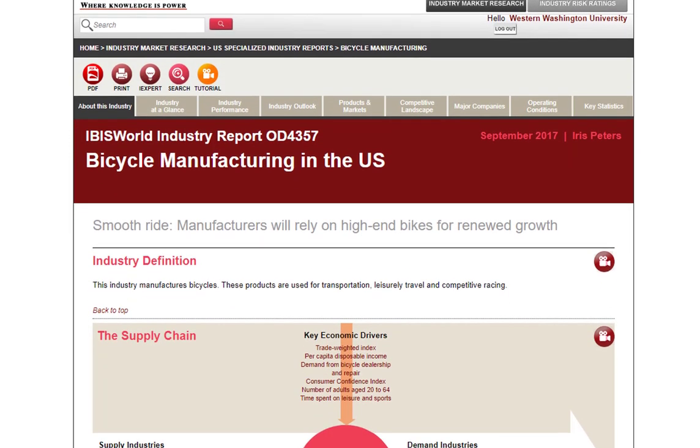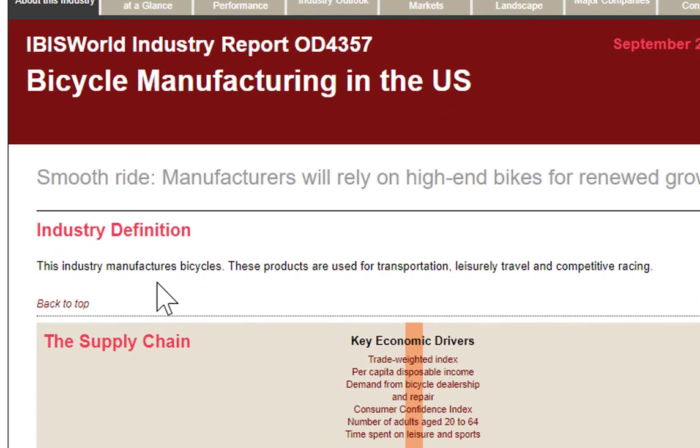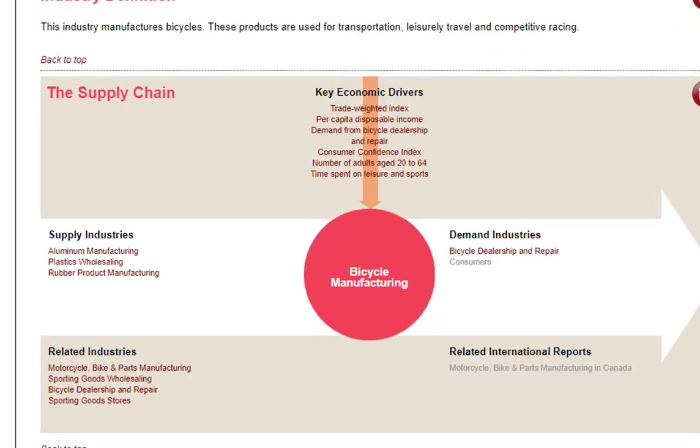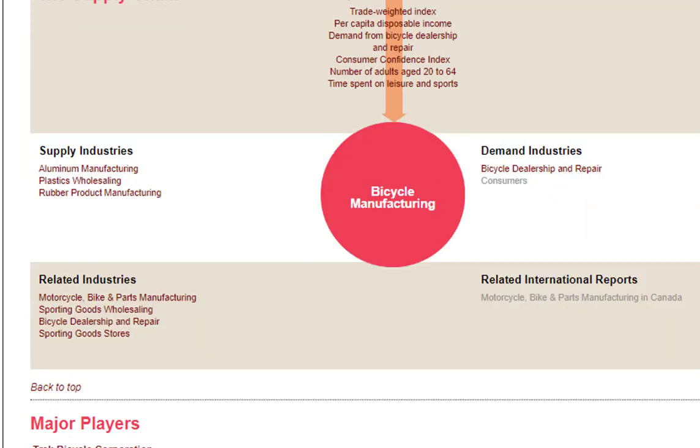When you look at this front page, you're going to get some basic information about the industry. Industry definition: industry manufactures bicycles. Supply chain, key economic drivers, supply industries, related industries, demand industries. These can be useful because nothing operates in a vacuum. This company operates within this industry, and this industry is related to other industries, and that is definitely something to be aware of, especially when you're looking at demand industries. This is basically who is buying your specific products. Now you see something that says consumers. That's not linked through because that's not an actual industry.